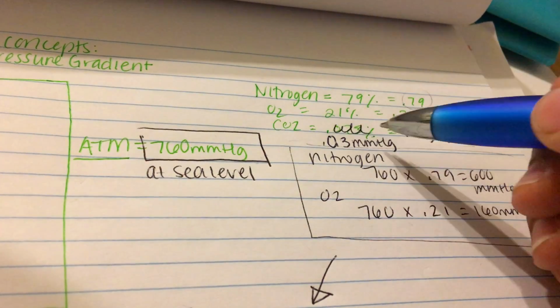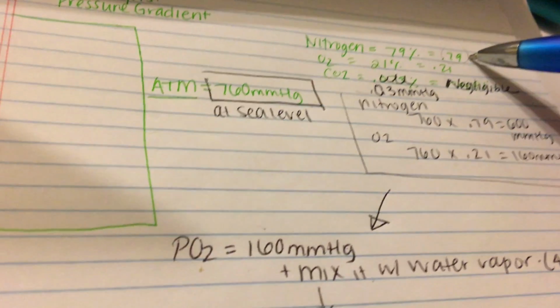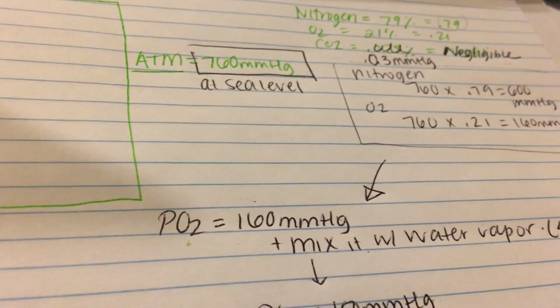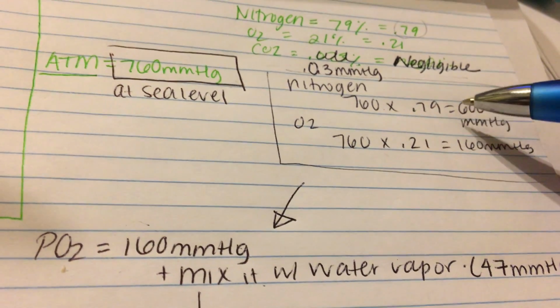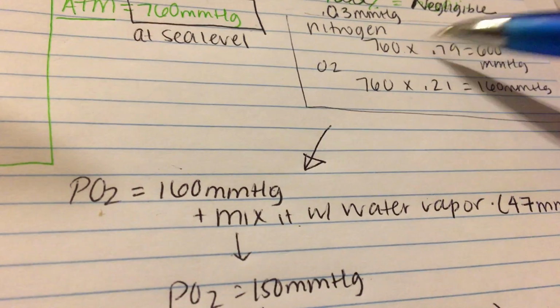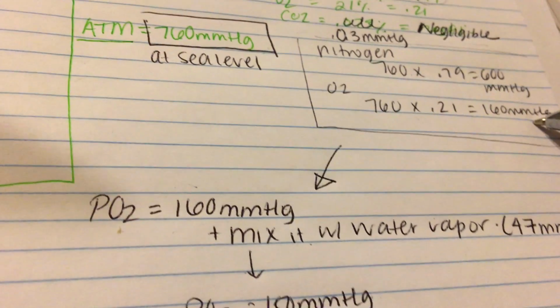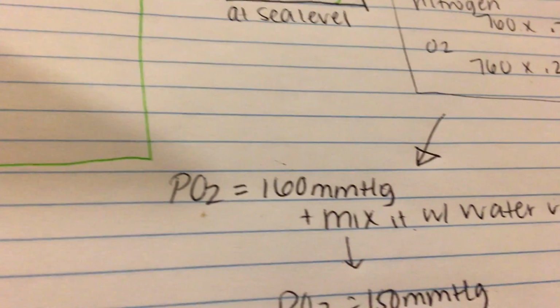So what you end up doing is take that percentage and turn it into a decimal. You multiply that by the atmospheric pressure, and then you get the actual pressure that that gas exerts. So when we're talking about nitrogen, that's how much, and when we're talking about O2, we're talking about 160 millimeters of mercury. So that being said, let's talk about respiration.